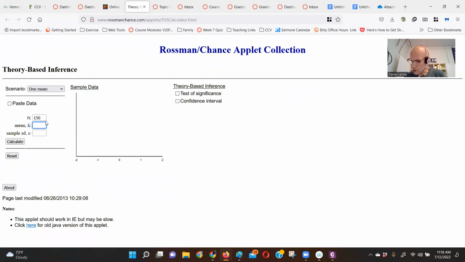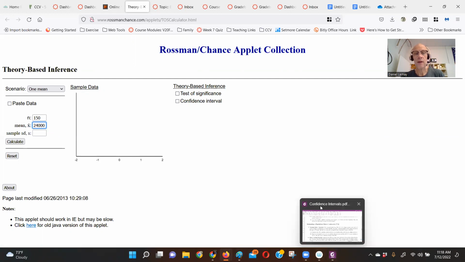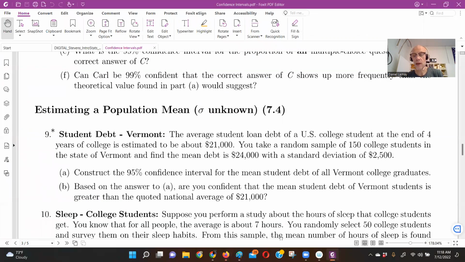I don't even remember what it was. Was it students? The mean for those people is 24,000. Was that right? Yeah, because it was his college debt, wasn't it? Let me come back and look. Yeah, student debt, 24,000. Yeah.